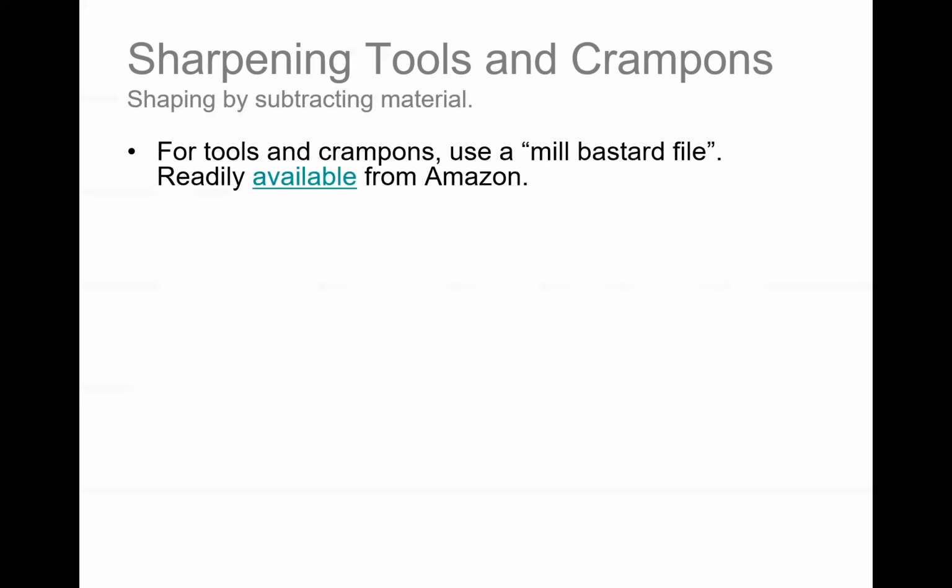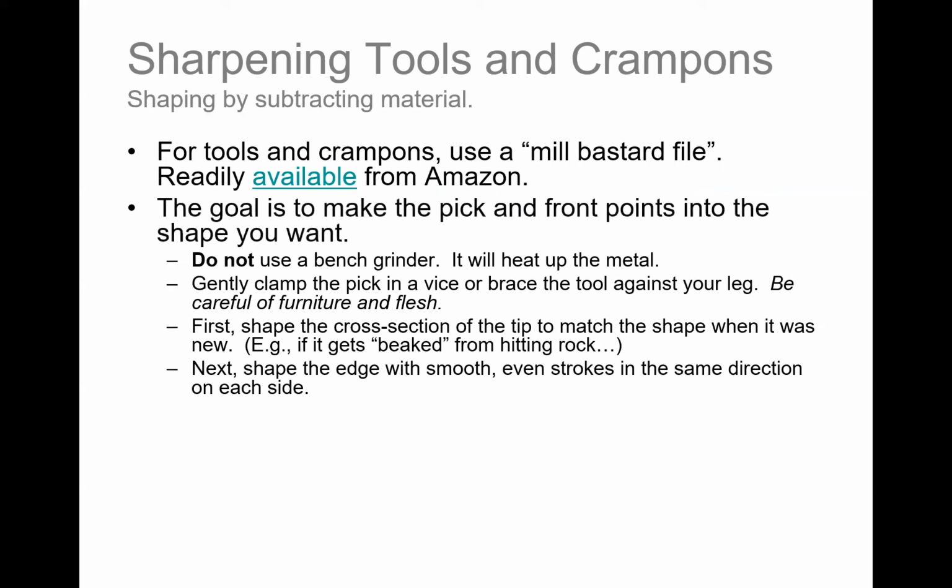So what do you need? If you just get a mill bastard file, there's a bunch of them on Amazon, or you could go to Home Depot or any hardware store. We'll have that. And again, the assumption is we're sharpening steel. You really want to make these into the shape that you want. For example, if you've been out on glacier climbs and you've walked across enough rocks, and those front points are just not as sharp anymore, you really want to bring them back into the condition that they were originally done. Whatever you do, do not use a bench grinder.